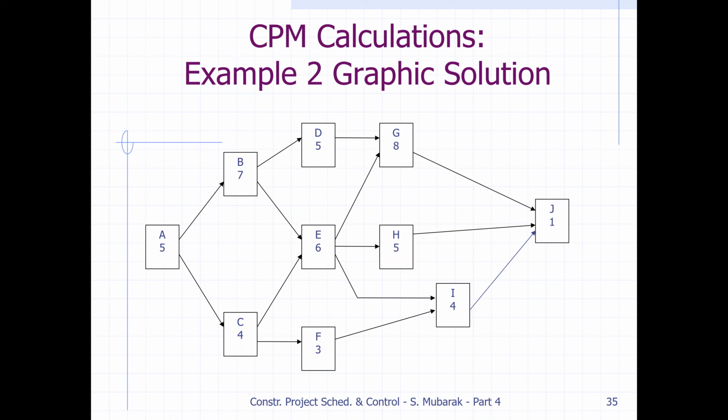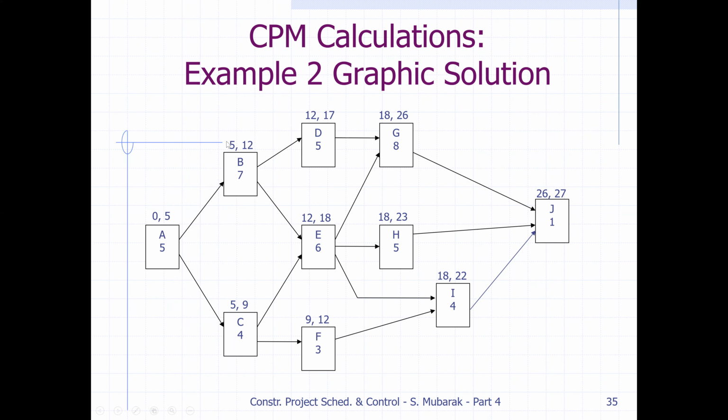It's like a node diagram. So A is the starting activity, B and C are after A, then D is after B, E is after B and C, and F is after C, G is after D and E, and H is after E, and I is after E and F, and J is after G, H, and I. So we have these activities. We can do the forward pass to find the early start and early finish dates.